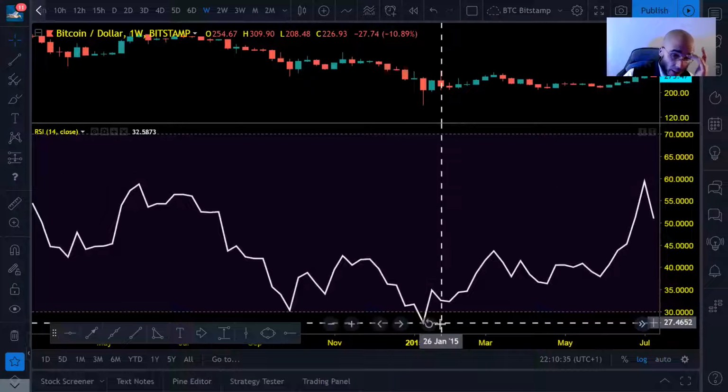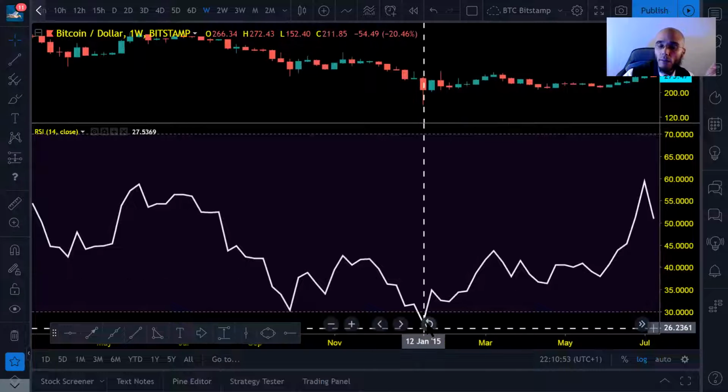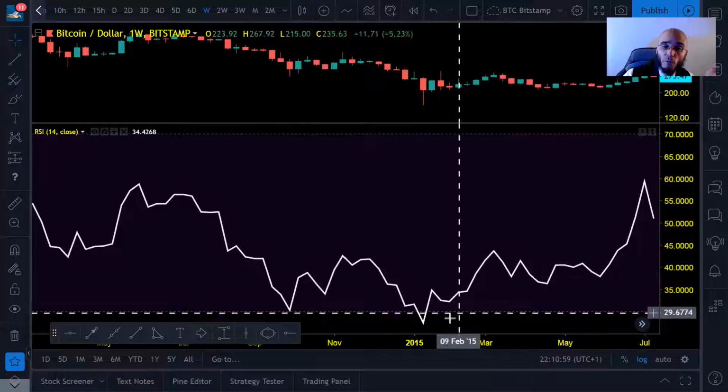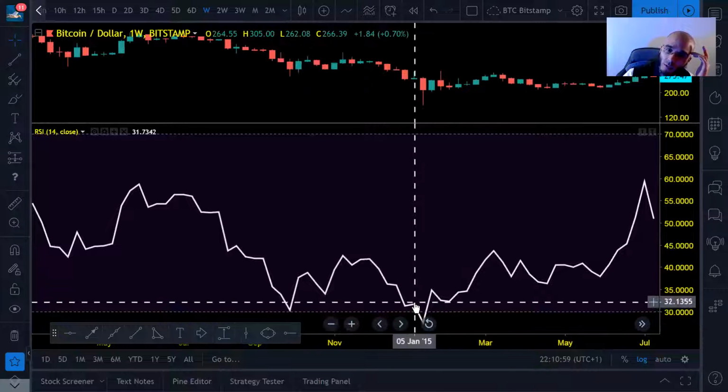So if we can get RSI oversold and go till, let's say, 25, that would be great. And then we could call it the end of the bear market and hope for an uptrend. But we still have to go down.